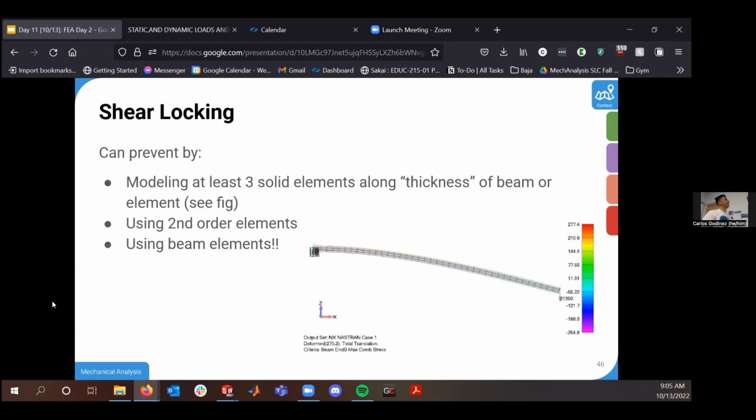Another way you can go about this is using second order elements. You sacrifice computational time, but now your element has a node in the center and it can bend. And lastly, the easiest, fastest way to do it, and specifically why these exist, is you can use beam elements.